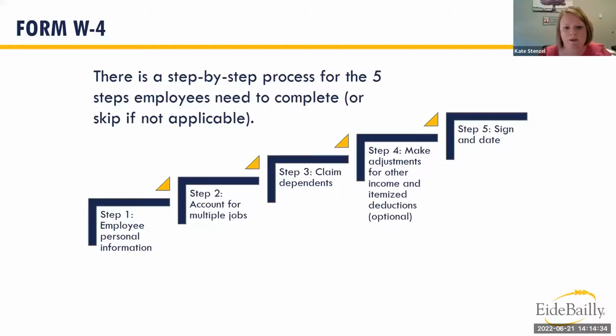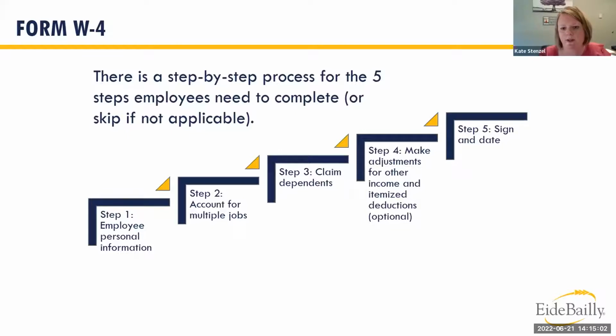Step 2 is where the employee can account for multiple jobs. So if they work more than one job, or they're married filing jointly and their spouse works too, this is where they have 3 choices on that form to choose from. And within the W-4 instructions, there are worksheets to assist with helping get that filled out. Step 3 is where they claim their dependents, your qualifying children, and then other dependents.